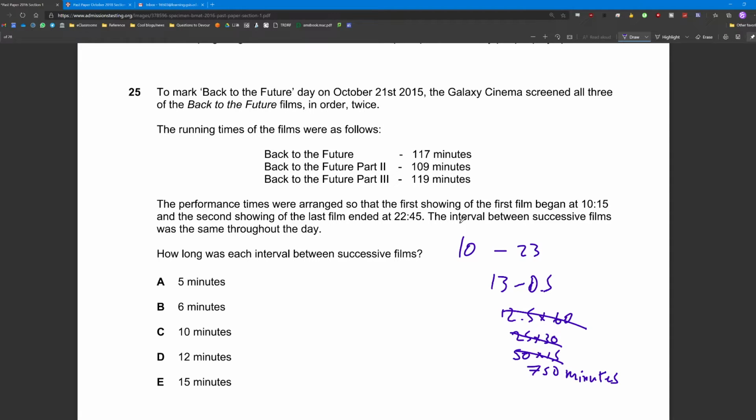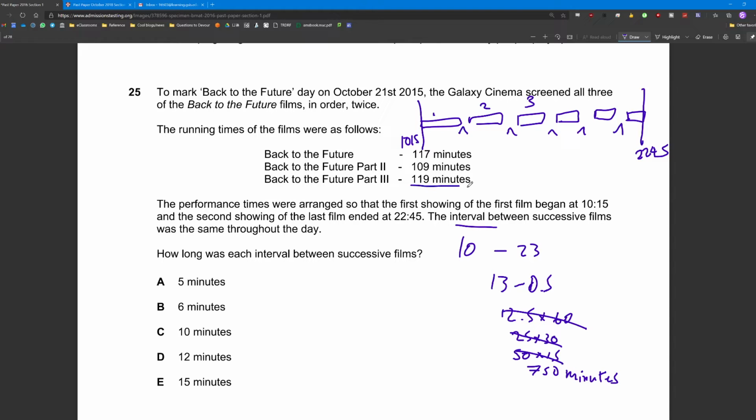And the interval between successive films was the same throughout the day. There would have been 5 intervals because you have movie 1, movie 2, movie 3, and this starts at 10:15, followed by another movie 1, movie 2, movie 3, ending here. And you can see that there are 5 gaps in between these 6 blocks of content.